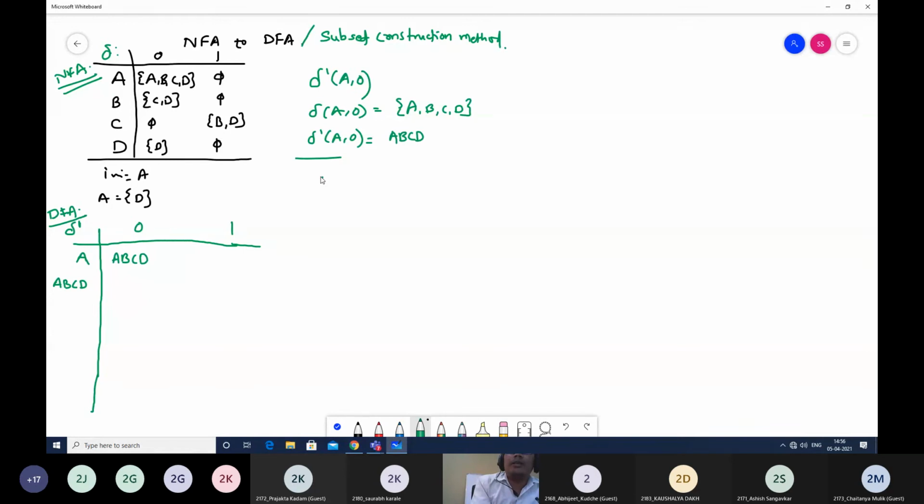Similarly, we'll proceed and calculate delta dash of A comma 1. For that, I'll refer to delta of A comma 1. What is delta of A comma 1? It is phi.